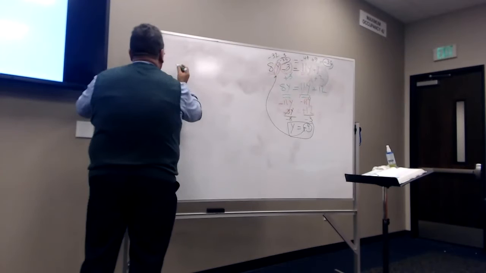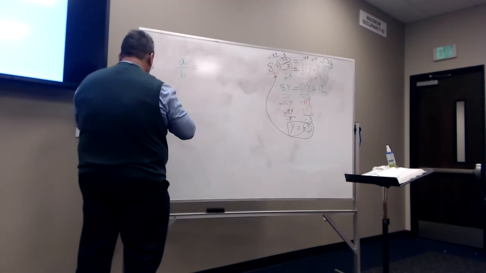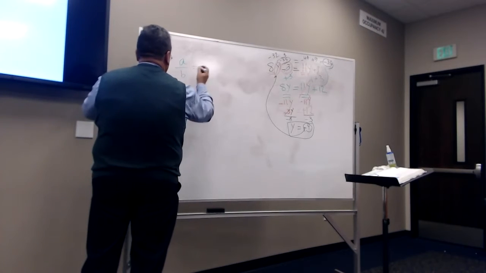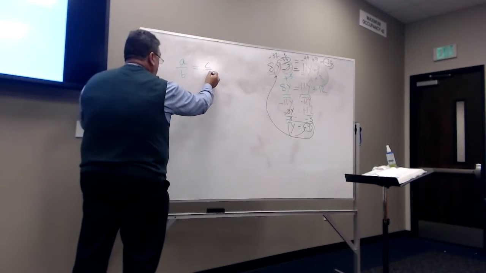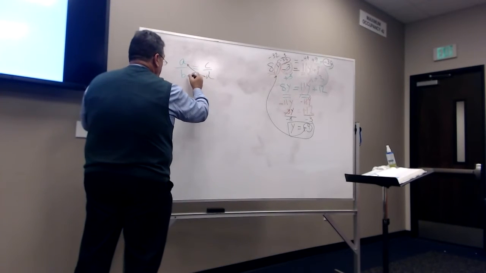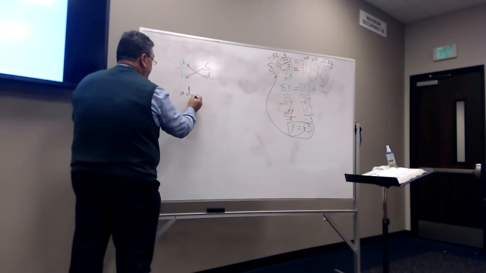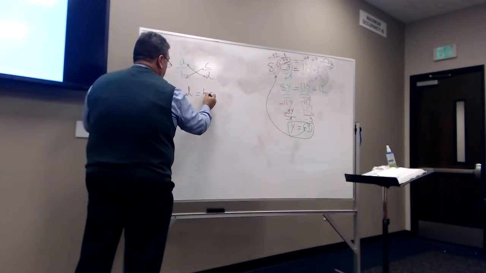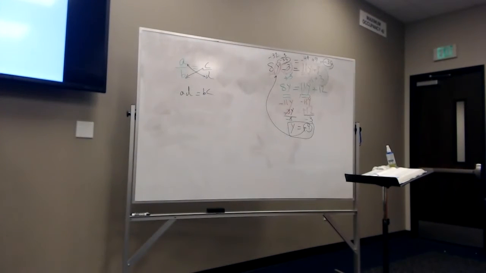A over B, that's true. C over D, you do cross product, meaning this multiplied by that equals this. A times D is equal to B times C. Right?